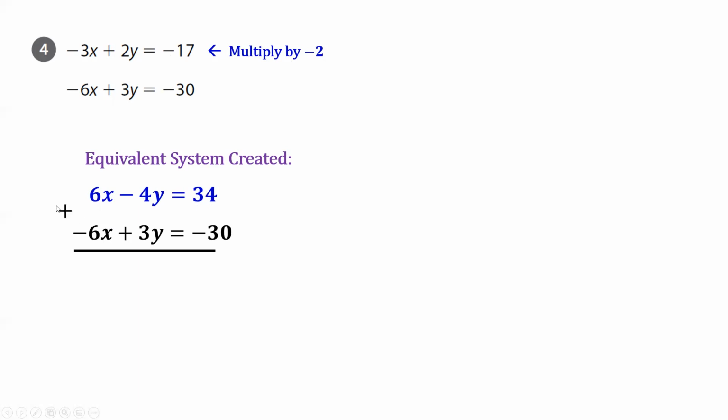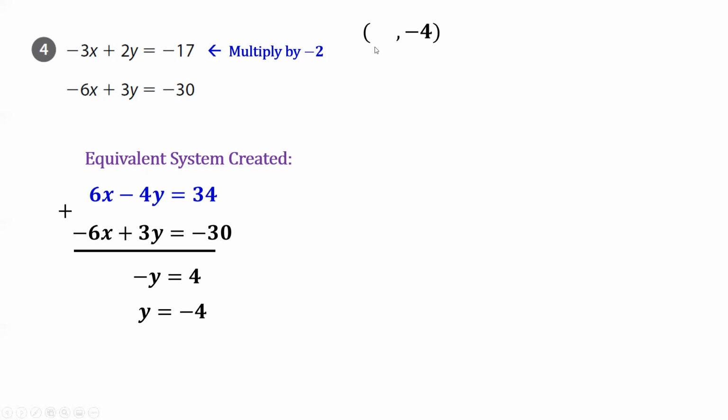I'm now going to add my equations together. The x's will cancel to 0, but the -4y plus the 3y will be a -1y. And the 34 plus the -30 will be a +4. Remember, our goal is to find y, not negative y, so I need to divide both sides by a -1. So y is equal to -4. So we now have the y coordinate. It's our job to find the x coordinate.